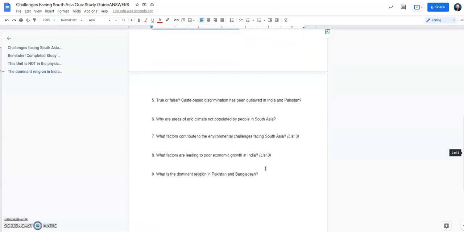Question 5. True or false, caste-based discrimination has been outlawed in India and Pakistan. Again, we looked at the caste system. That was kind of their very rigid social structure that they had in India. And yes, that is true. In recent years, the caste-based discrimination has been outlawed. Remember, before, you were born into a caste, that's where you were, right? You couldn't move out of your caste. The caste determined who you could marry, what kind of jobs you could get, where you could live.